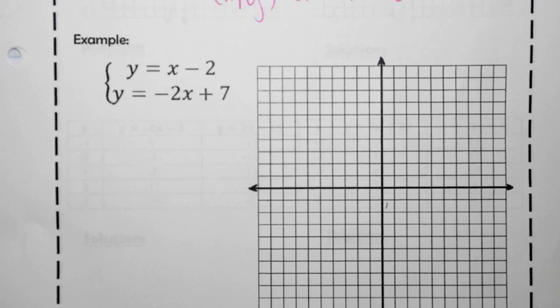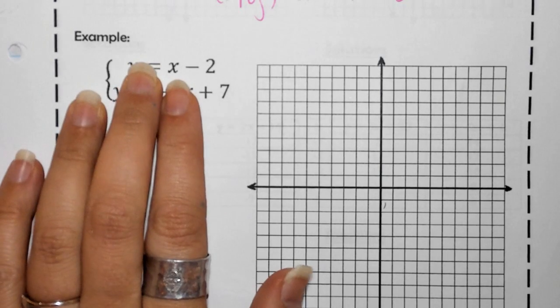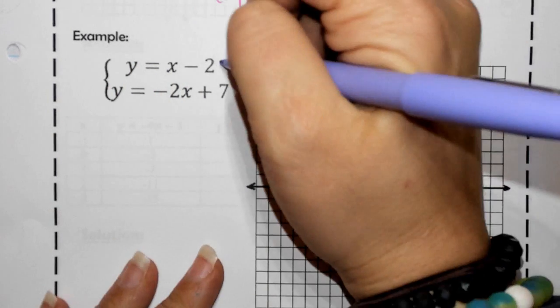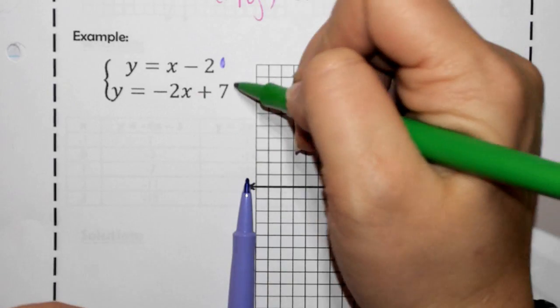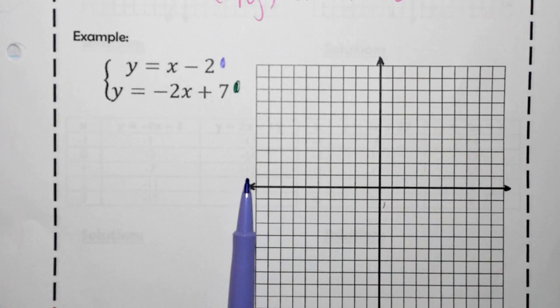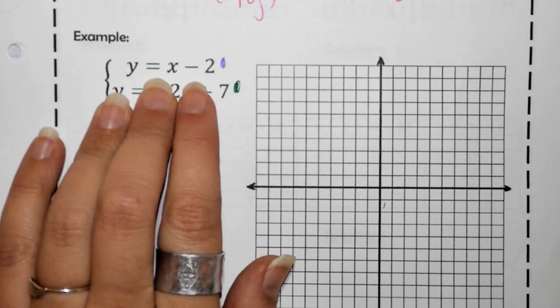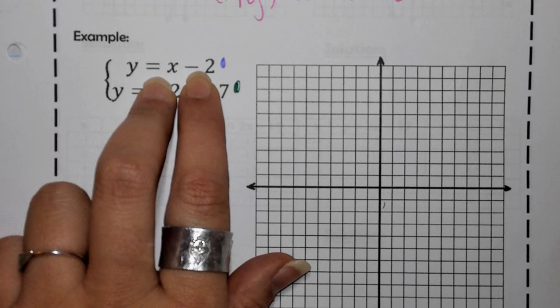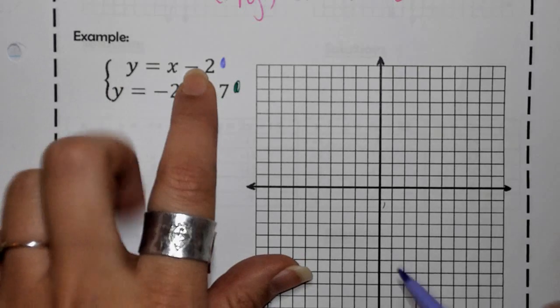Oh, sorry. Alright, so now I'm going to graph these. You can do it in different colors, and I would suggest that when we graph systems, you use different colors so you can tell which line's which. I'm going to graph the top line in purple and the bottom line in green. Alright, so how would we graph this top line? What would we do? You will go down 2. Down 2, because it's a negative 2.